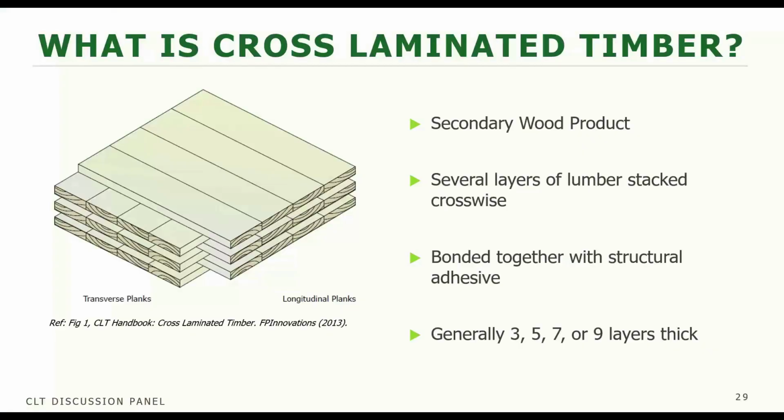So what is cross laminated timber? I know Lori touched on it a little bit. It's a secondary wood product, several layers of lumber stacked crosswise. It's bonded together with a structural adhesive, and it's generally anywhere from 3, 5, 7, or 9 layers thick. And this is something that, as Lori mentioned, has been produced in Europe for many years and in North America for a little less, but we've been doing it for about 5 going on 6 years now.